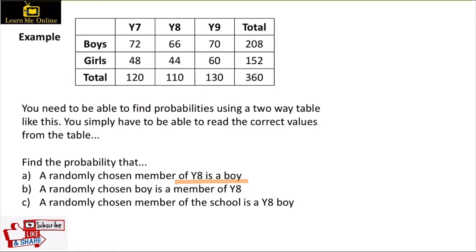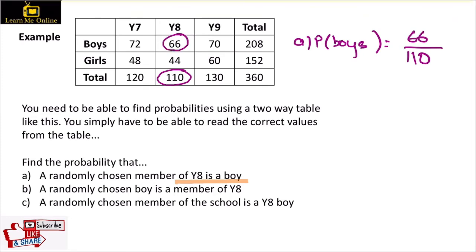So I'm going to write down here part A, and with part A we are finding out the probability of a boy from year 8. So the total students in year 8, I'm going to circle first of all. The total which goes in the denominator would be 110. And now we see that the number of boys in year 8 is 66, which would be the numerator.